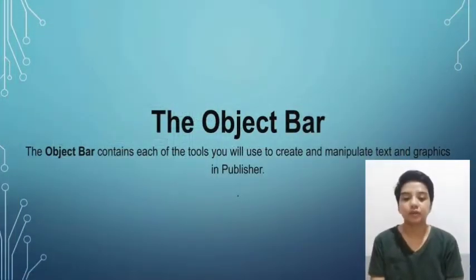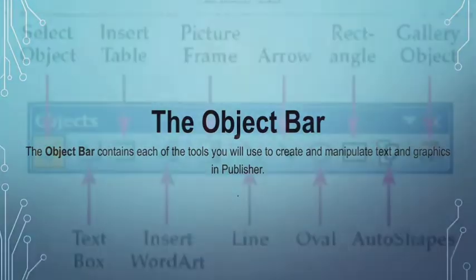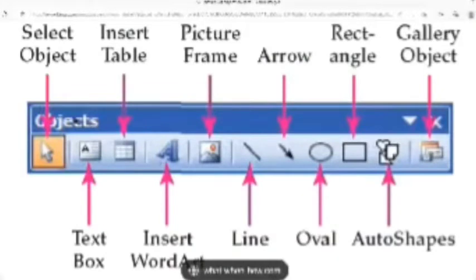The object bar contains each of the tools you will use to create and manipulate text and graphics in Publisher. So these are the tools inside the object toolbar. This one is Select Objects, and its function is to select lines, shapes, graphics, and text boxes. Selected items can be resized and have their attributes changed. And the second one is the text box.